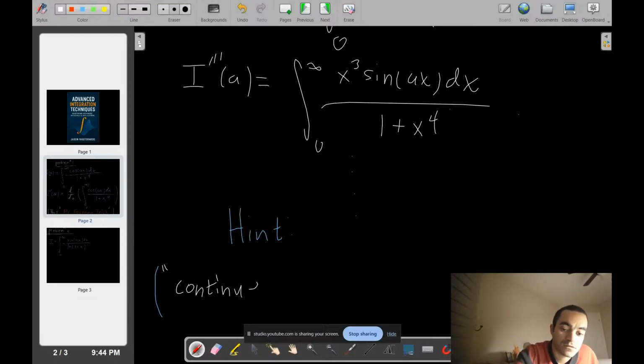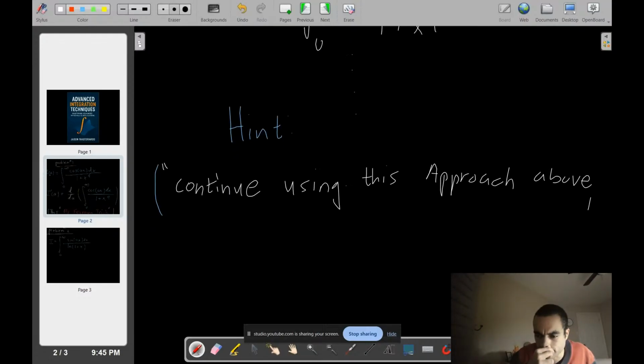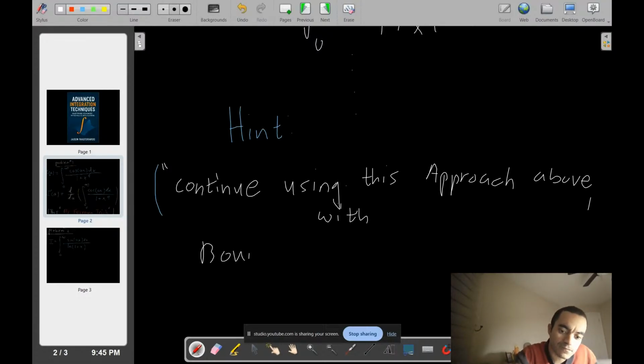using this approach above, with something called boundary conditions.